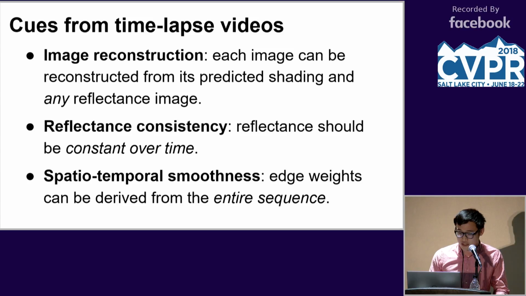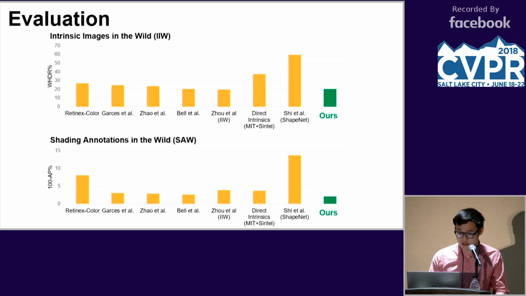Second, we know that reflectance should be the same across all the frames in a time-lapse sequence, and so we can directly encode this constraint in a reflectance consistency loss. Finally, we also introduce a new reflectance and shading smoothness loss, where smoothness weights between any two pixels depend on those pixels' relationship across the entire sequence. Therefore, we can draw on rich temporal information to compute smoothness affinities. Together, we find that these additional constraints are very effective in learning intrinsic images.